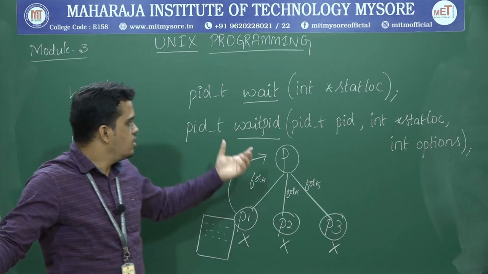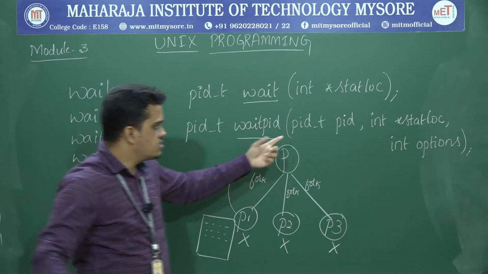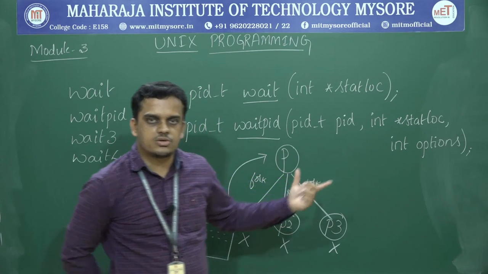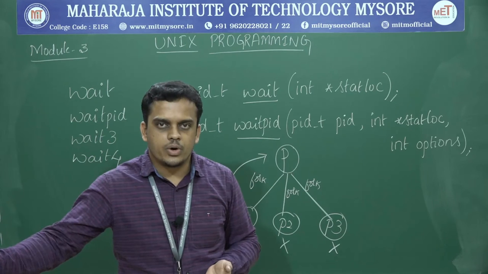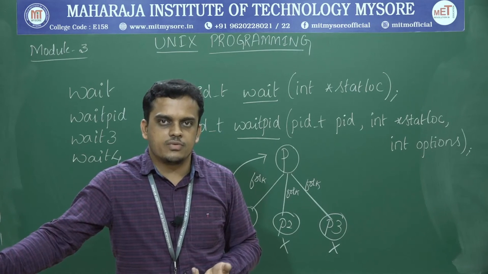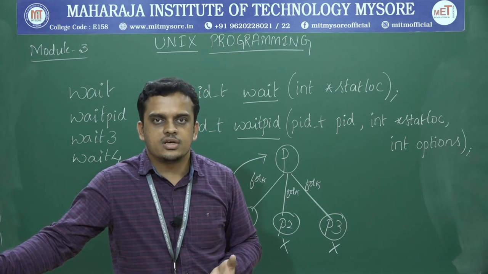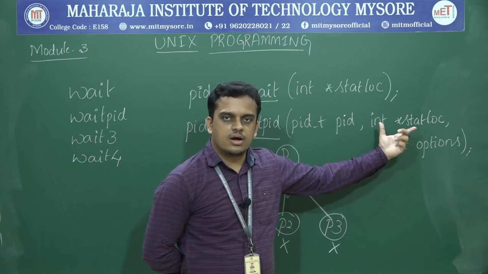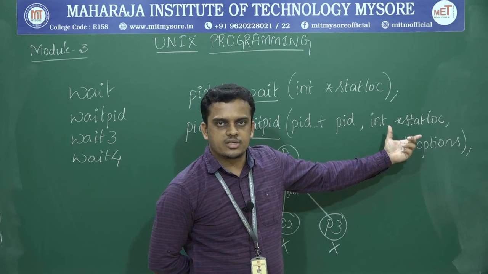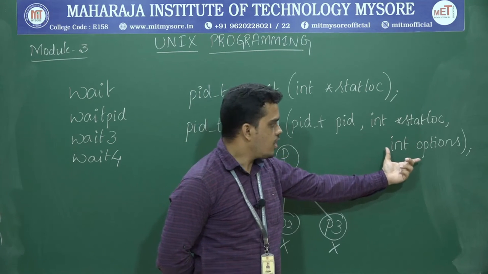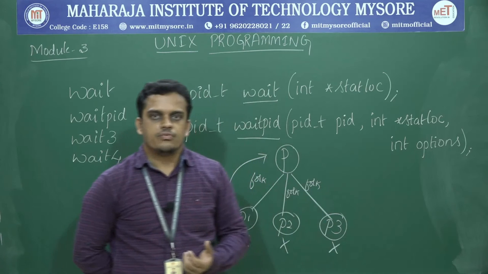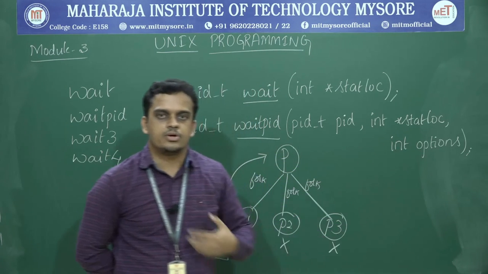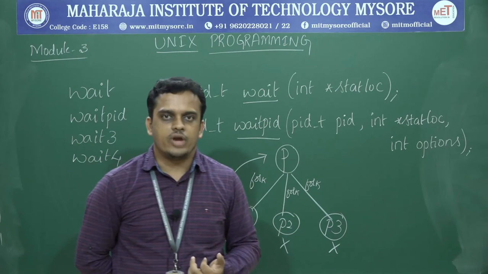In the case of the waitpid function, it takes three different arguments. The very first one is a PID, with the help of which you can point out the particular child process for which the termination status is required. The second one is once again the address in which the termination status is stored. And the last one is options, with the help of which you can control the working of the waitpid function.